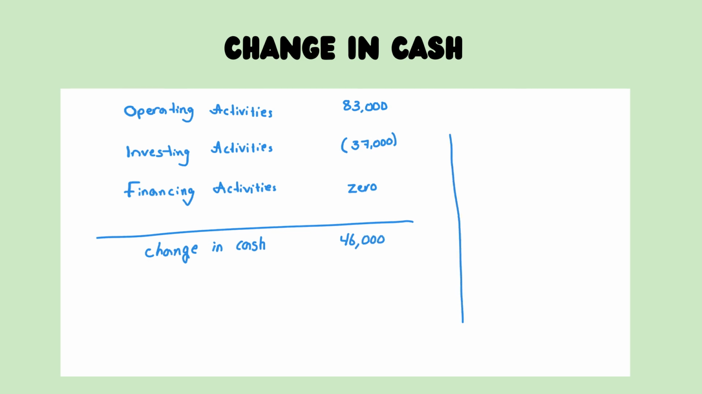Now let's go to the table given and check the cash. The cash account last year was 39,000, and the current year is 85,000. Now let's see the change. Did it increase by 46 or not? If the change is 46,000, then it's correct. You need to add the 46,000 to the beginning to get the ending, the 85,000. If it's correct, then you made everything correct, inshallah.